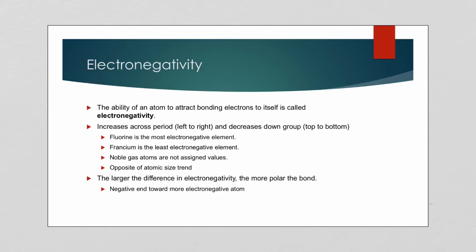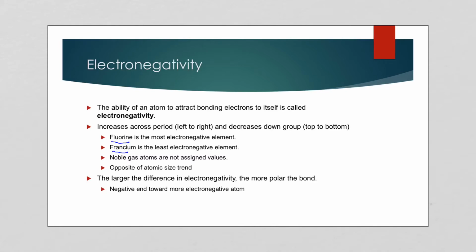If we think about this trend, this is another example of a periodic trend. We talked about things like ionization energy and size. Electronegativity is another example. A couple of things to point out, and then we'll look at the table: the highest electronegativity atom is fluorine. It is the most electronegative atom, whereas francium, down in the lower left-hand side, is the least electronegative atom.